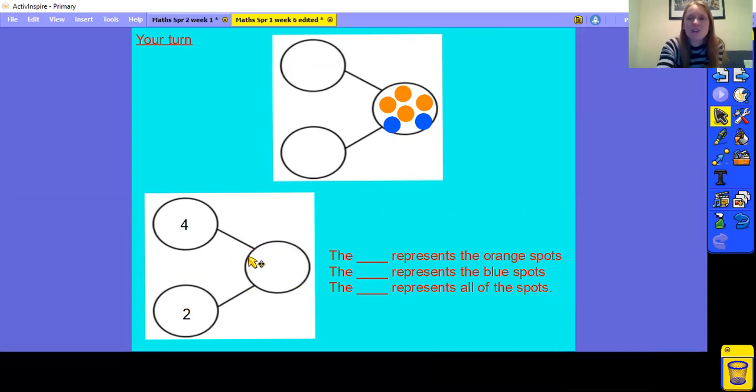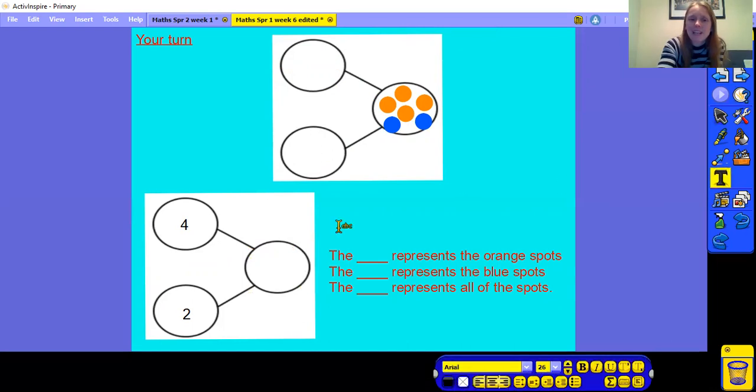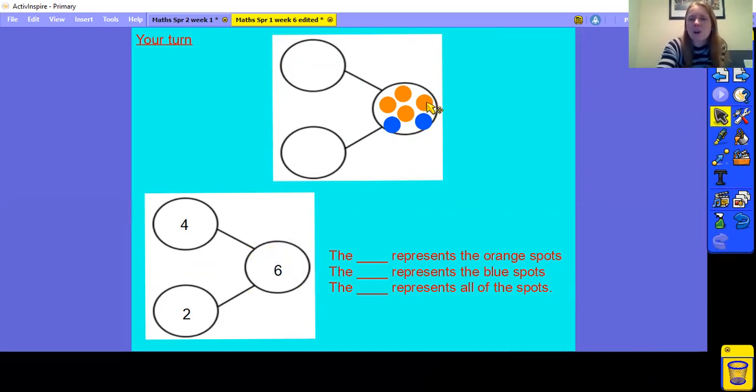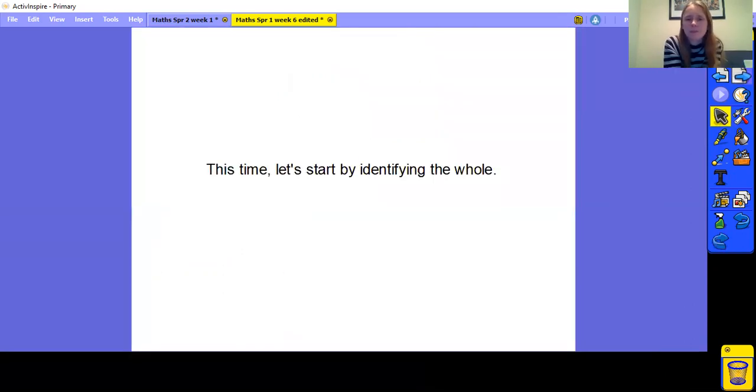Okay, did you write the numeral 6? That's the one we needed, isn't it? We needed 6 because we have 6 spots all together. 1, 2, 3, 4, 5, 6. And the 6 represents all of the spots. Well done if you got that right.